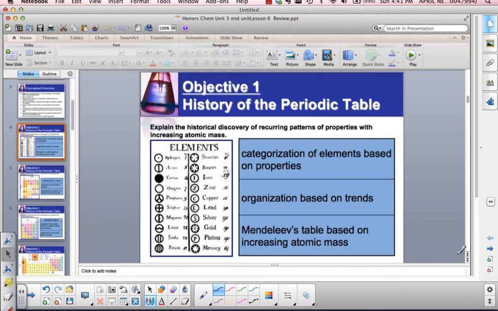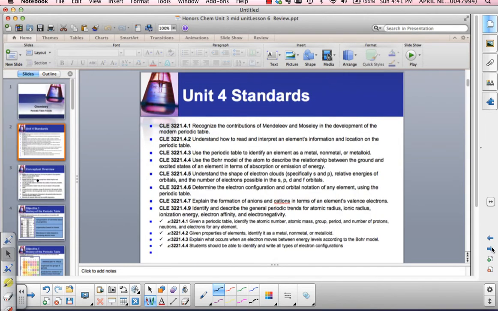Hi class, we are ready to begin a new unit titled the electron along with the periodic table and the trends. To get started, we're just going to look at our standards that we need to cover. You can feel free to pause here if you'd like to take a look at these in further detail. But mostly we're just going to be discussing the periodic table.